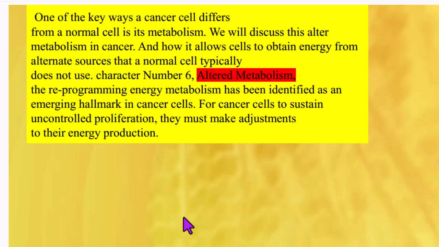The reprogramming of energy metabolism has been identified as an emerging characteristic in cancer cells. For cancer cells to sustain uncontrolled proliferation, they must make adjustments to their energy production.